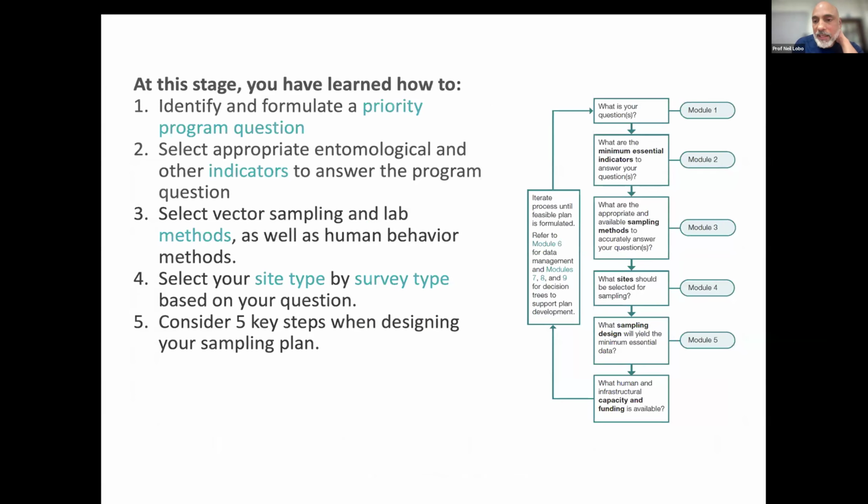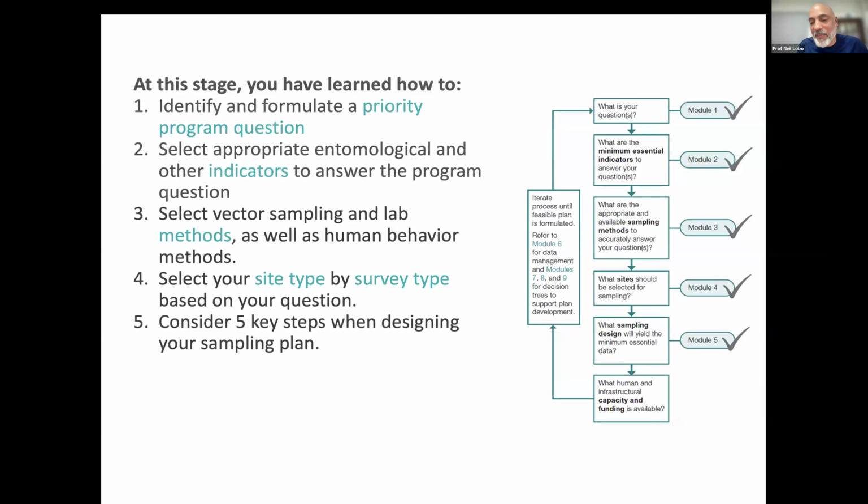So at this stage, we have basically worked our way a ton through the ESPT, and we went through what is our question. We've learned how to select minimal essential indicators to answer our question, then the sampling method to collect our indicators to answer our question. We did not go through site selection because that's so specific and that is outlined in the ESPT. And then what sampling design we just went through. And the last step, now that we've made our ideal and perfect entomological surveillance plan, now we want to figure out if it's actually feasible.